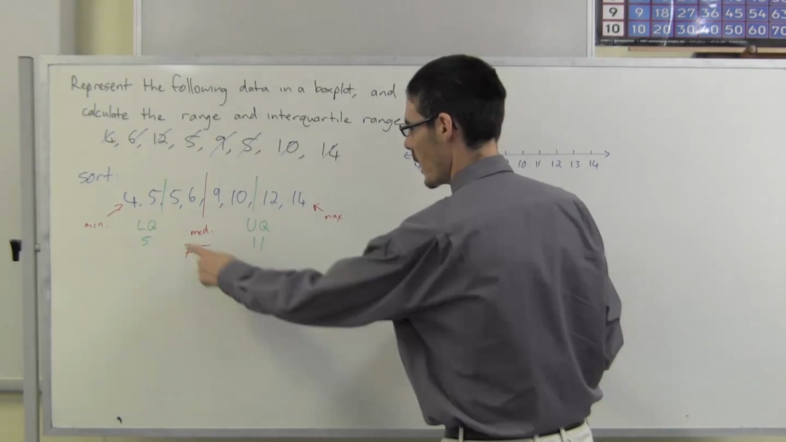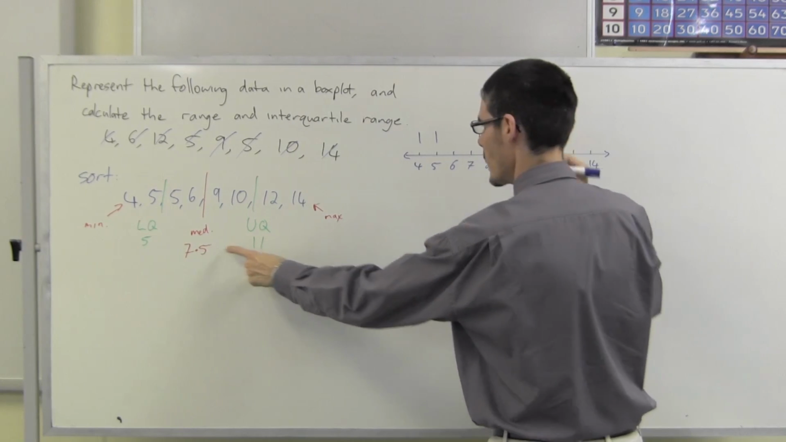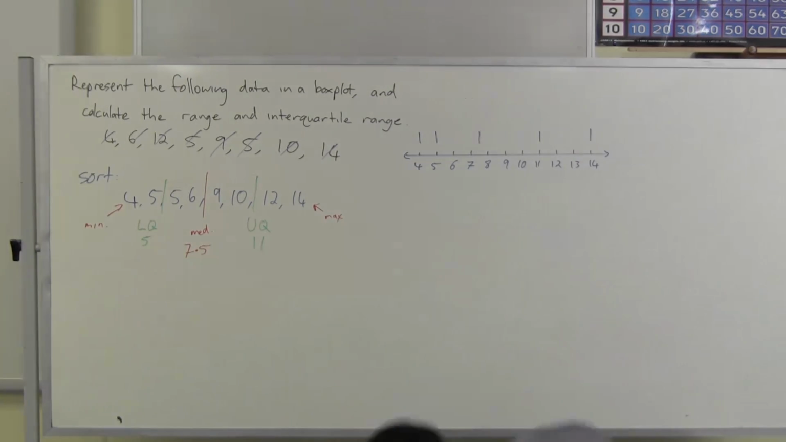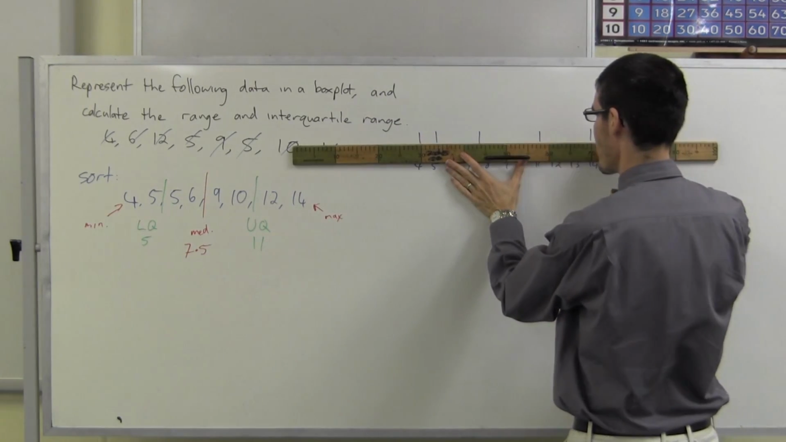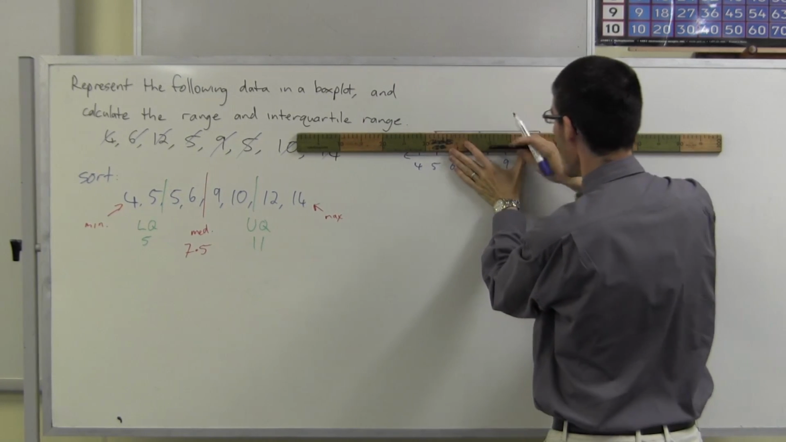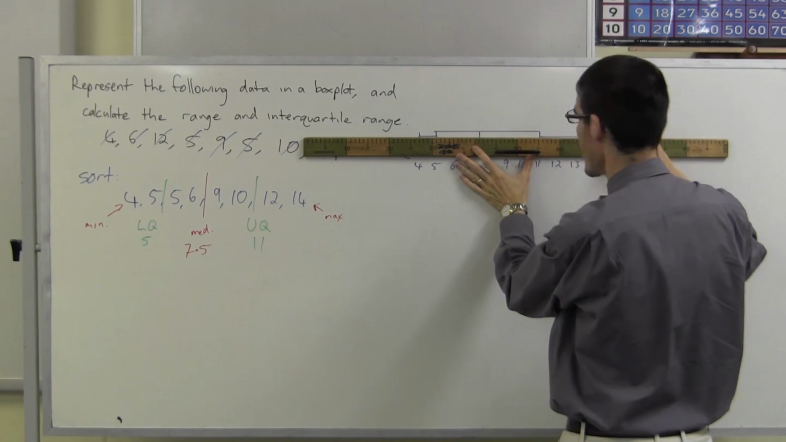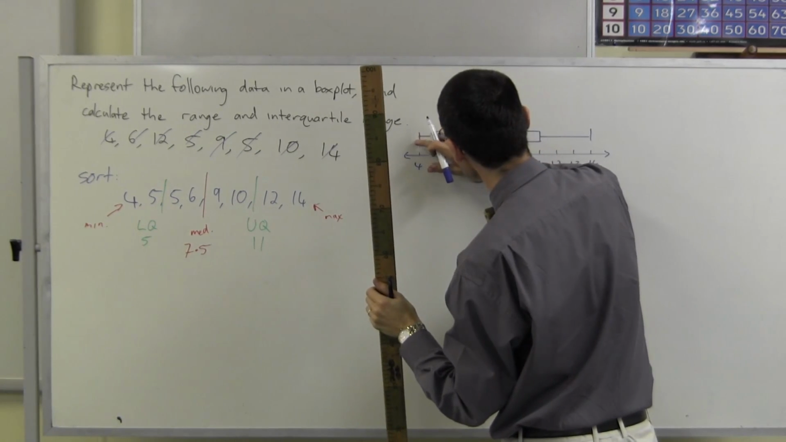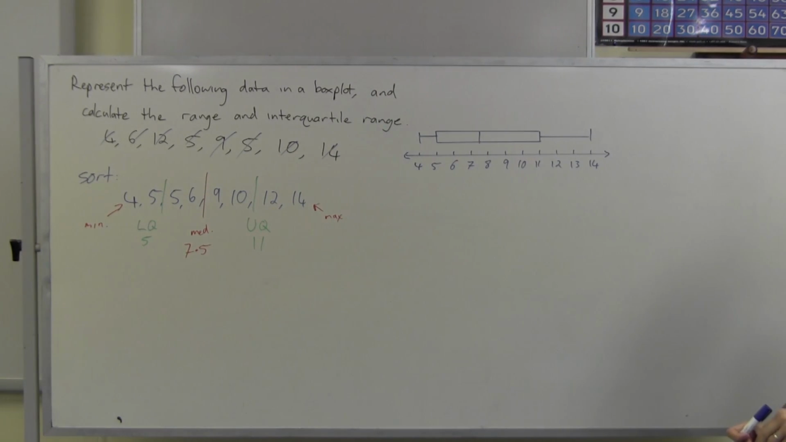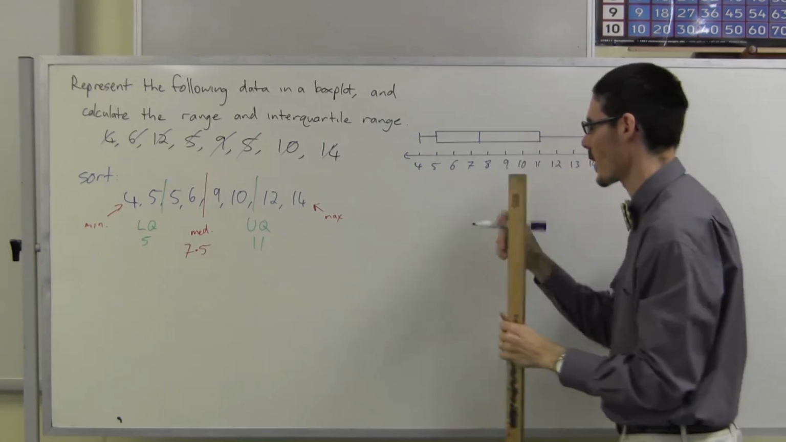4, 5, 7 and a half, 11, and 14, and then rule up the box. And then arrow on the whiskers. Okay. Have I finished answering the question? No, not yet. I need the range and the interquartile range.